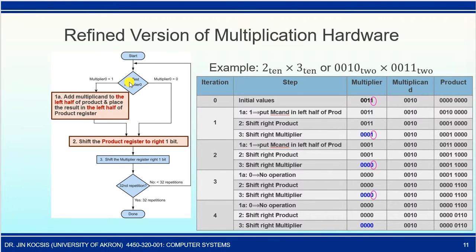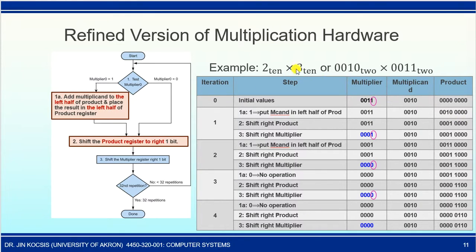You can see I check whether the least significant bit of my multiplier is 1 or 0. If it's 1, I will add my multiplicand to the left half of the product, and then update the value of the product register with this addition. If it's 0, I do not need to do any operation. Then I will shift the product register to the right by 1 bit, continue to shift the multiplier to the right by 1 bit, and repeat 32 times.